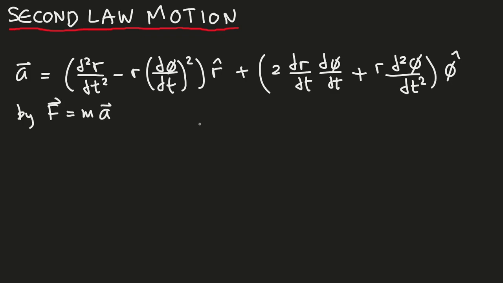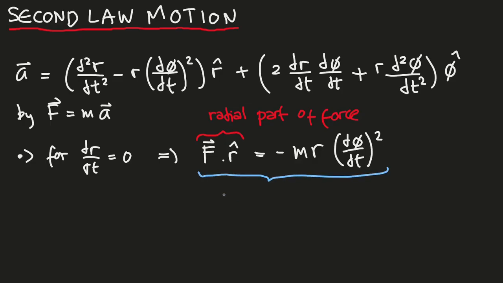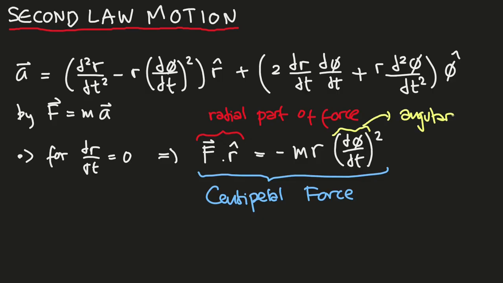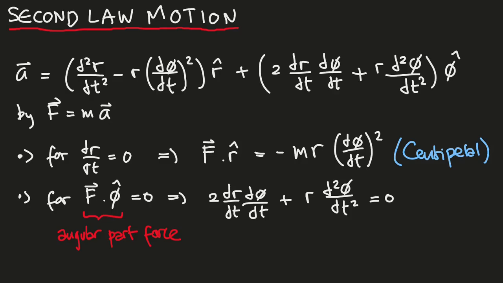By using force vector equals m multiplied by a vector, we will have two special conditions. First, if the first derivative of r equals 0, then the radial part of the force will equal minus m multiplied by r and multiplied again by the first derivative of theta squared. This result is known as centripetal force, where the first derivative of theta is known as angular frequency.